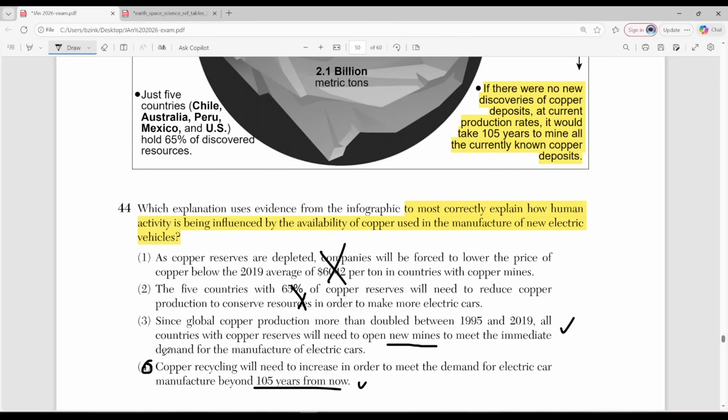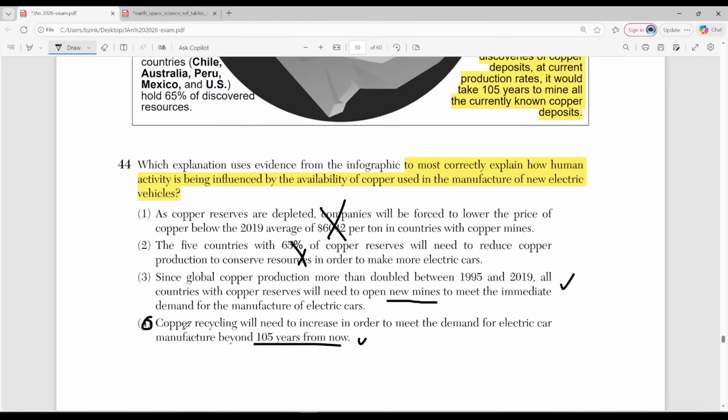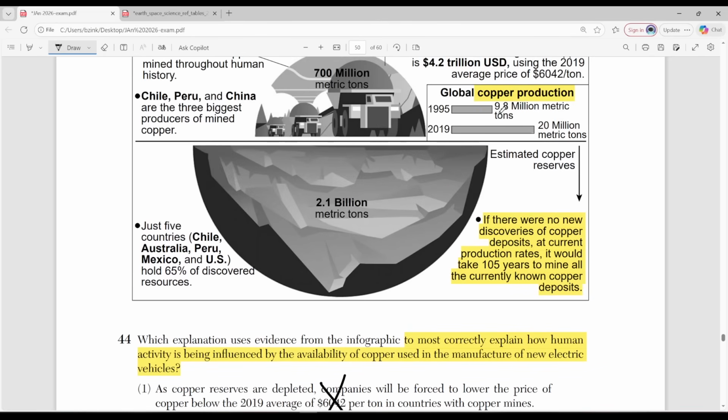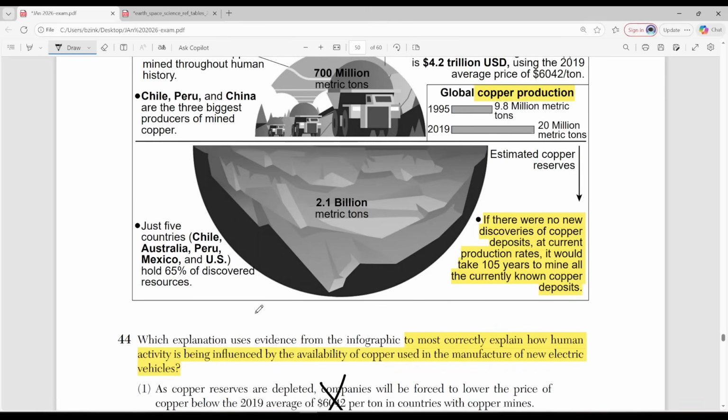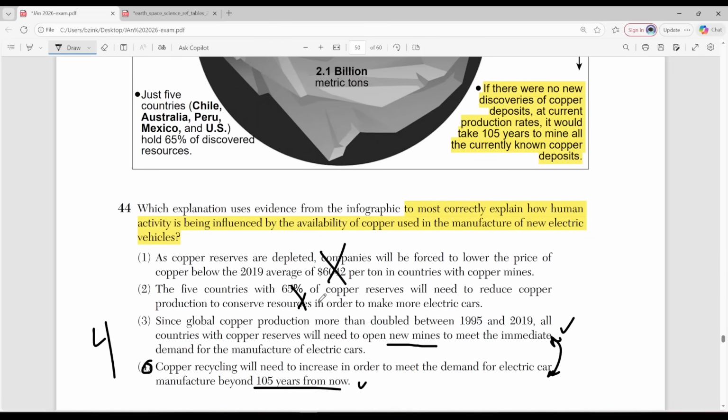I don't know. 4 is probably the best answer, but 3 is also possibly an answer that a kid might choose. So I'm going to say this is not a great question. I would say I think these two are too good of answers. Let me just reread 3. Since global copper production more than doubled, is that true in itself? More than doubled? 9.8. Yeah, basically. 18. No, more than double. Yeah, that's pretty much. All countries with the reserves will need to open new mines to meet the immediate demand. I mean, that could possibly be true.